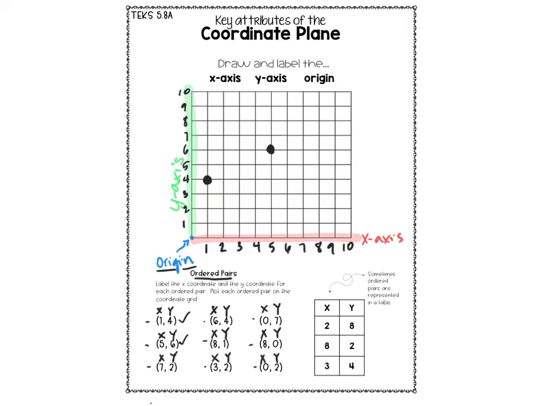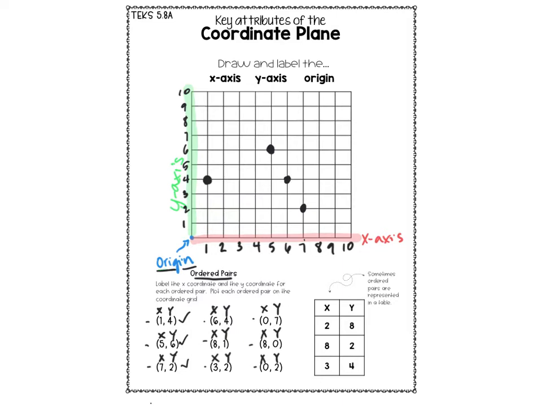Now we're going to do 7, 2. So it means we start at the origin, we go to the right 7 for x, and we go up 2 for y. Good job. Now we're going to do 6, 4. You start at the origin, you go to the right 6, and you go up 4.